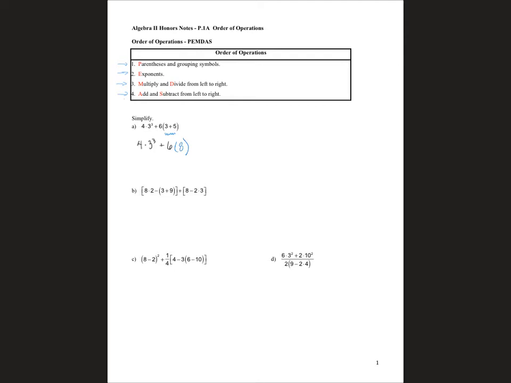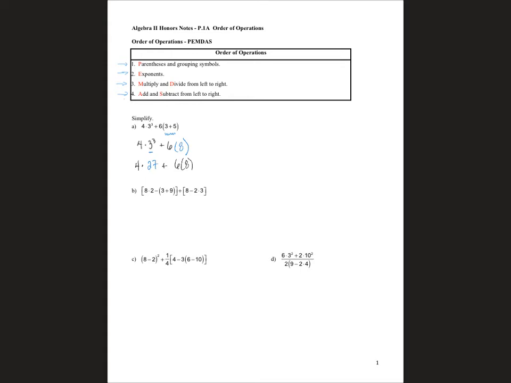Now, at this step, I would continue to use the order of operations. So what would be the next thing we would have to do? We would have to do the exponents. So I'm going to bring everything else down. So 4 times, and then I would cube 3. So that would be 3 times 3 times 3, which is 27, plus 6 times 8.